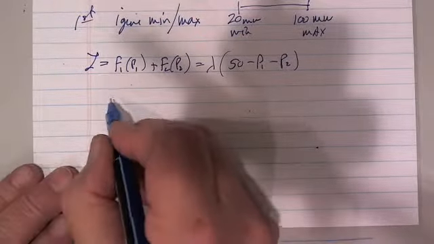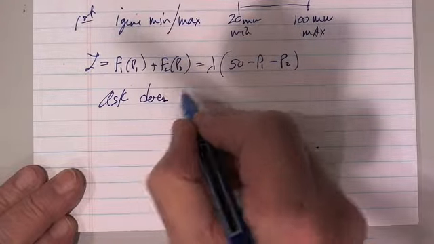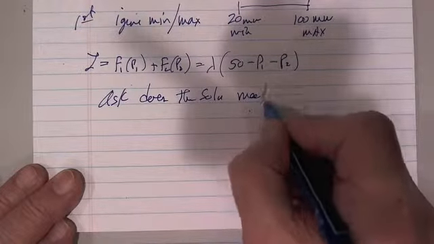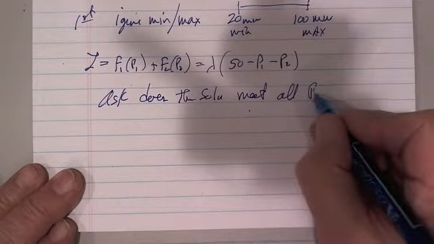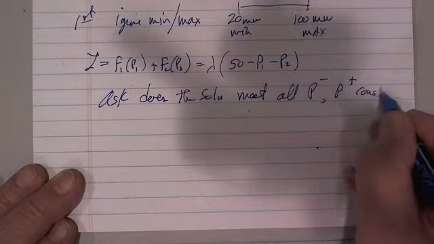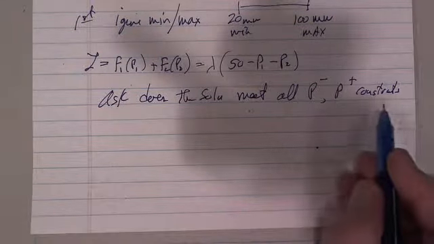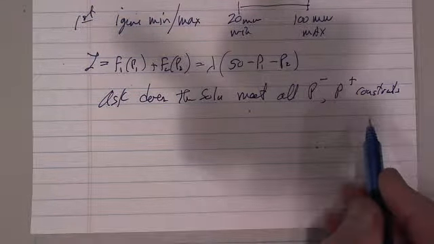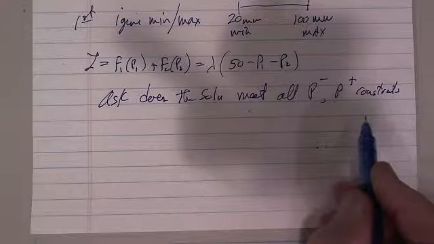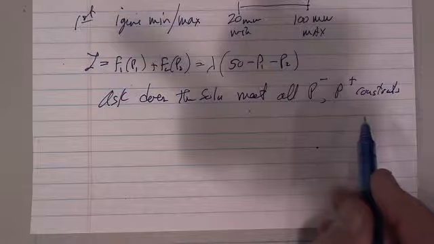And then you want to ask, does the solution meet all p min and p max constraints? And in fact, it doesn't. One of them will come out below its low limit.